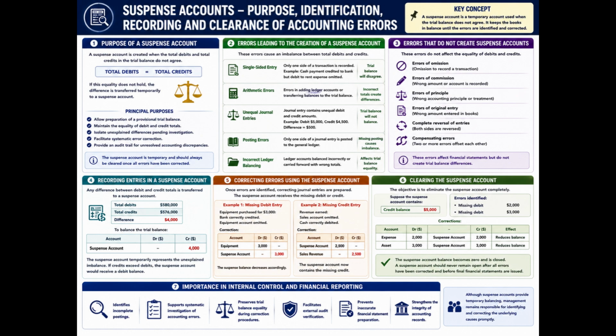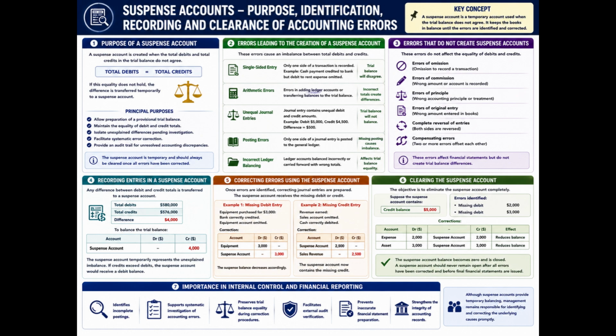identified and corrected. The principal purposes of a suspense account are to allow preparation of a provisional trial balance, maintain the equality of debit and credit totals, isolate unexplained differences pending investigation, facilitate systematic error correction, and provide an audit trail for unresolved accounting discrepancies. The suspense account is therefore not a permanent account and should always be cleared once corrections have been completed. 2. Errors leading to the creation of a suspense account.